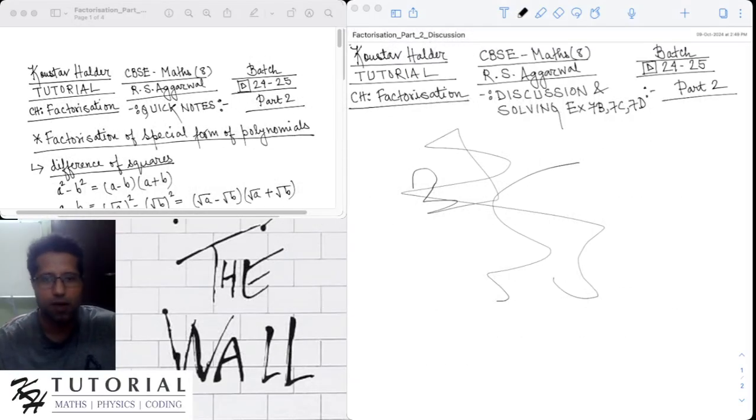Okay, so I have my quick notes on the left hand side, and on the right hand side I will solve the problems. The link of the PDF of the quick notes will be given in the description below. You can check it out from there. I hope you can see the fonts. The quick notes fonts are big enough and you can read them properly.